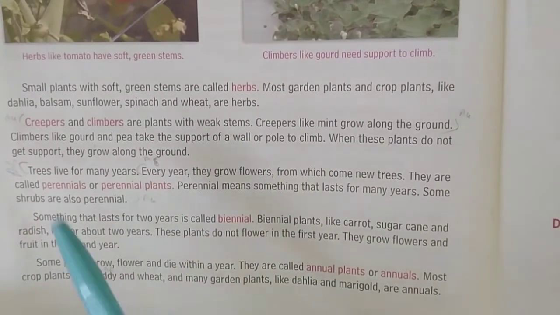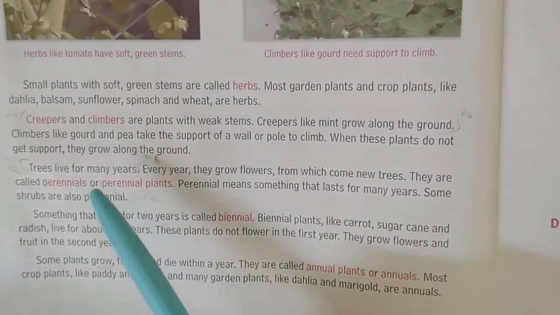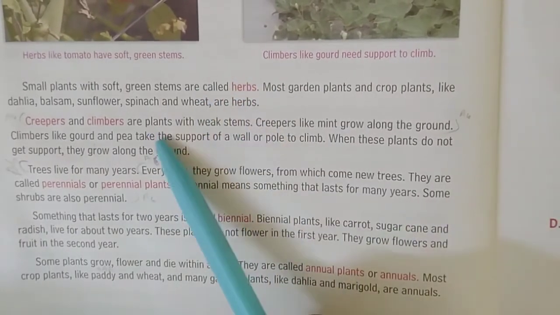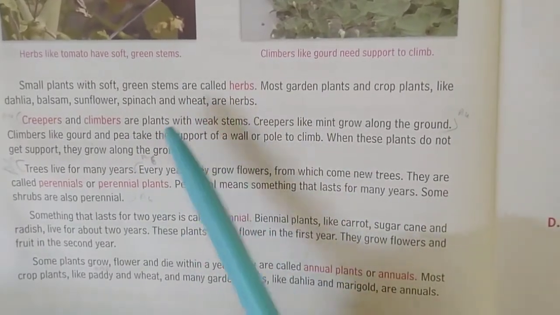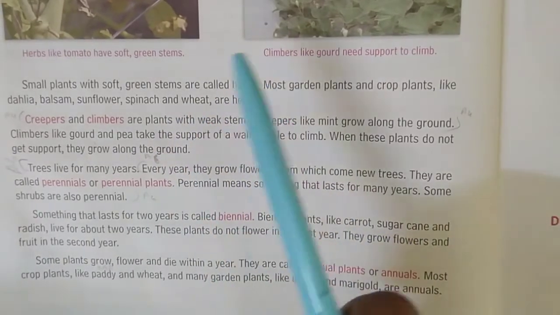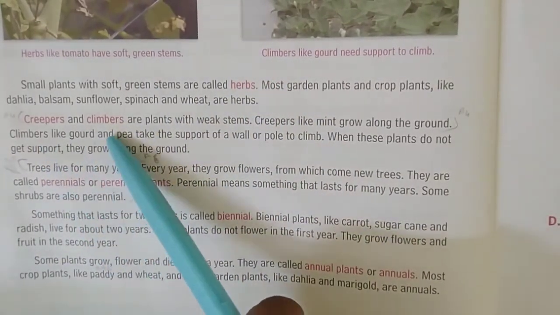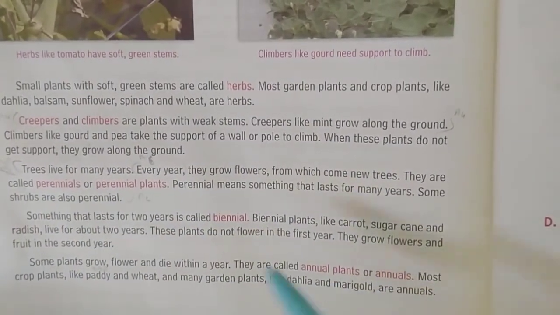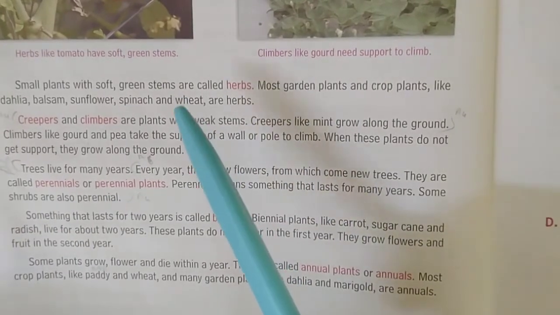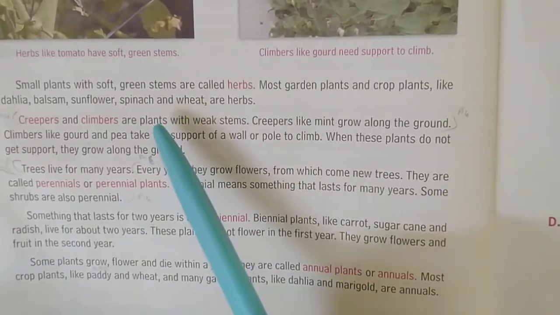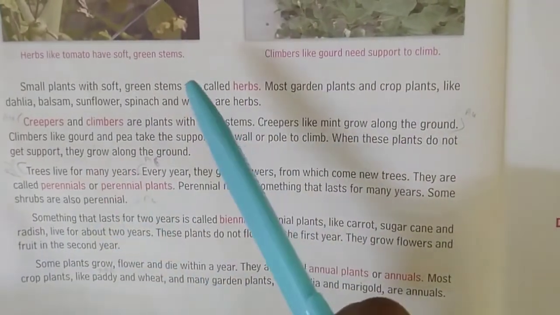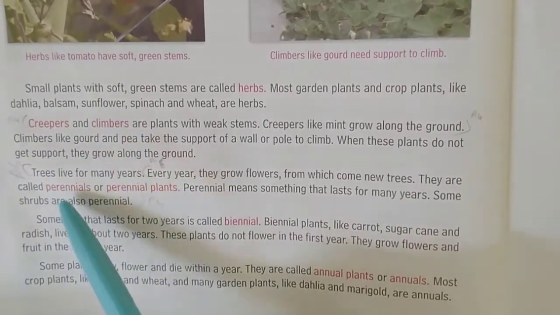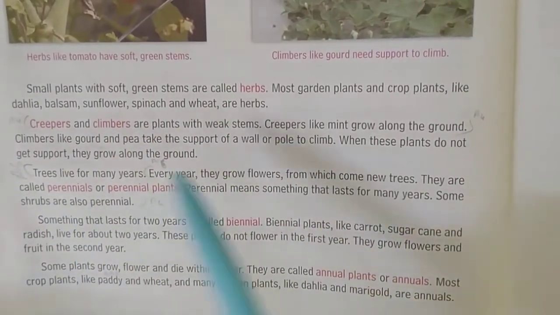So dear children, we have seen chapter 7 about plants. In that we have discussed parts of plants, stem, root, leaf and their functions, fruit, seed and their functions, creepers, climbers, herbs, perennial trees, biennial trees and annual plants, etc. I hope that you have got knowledge about plants. So read it and try to learn all these scientific words like creepers, climbers, perennials, biennial, annual plants, etc.